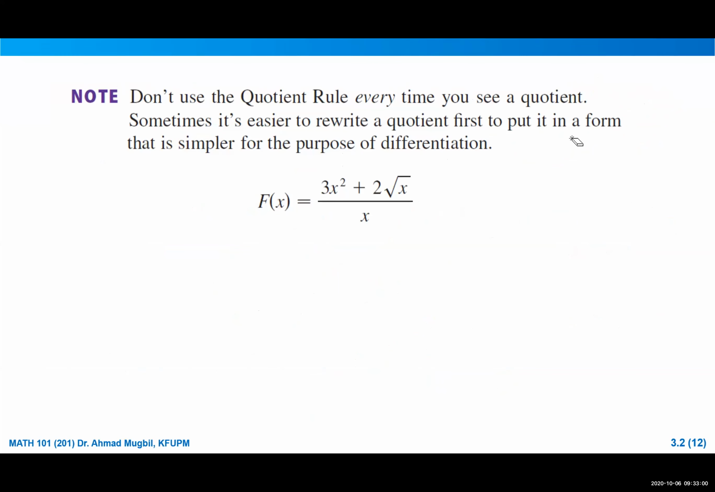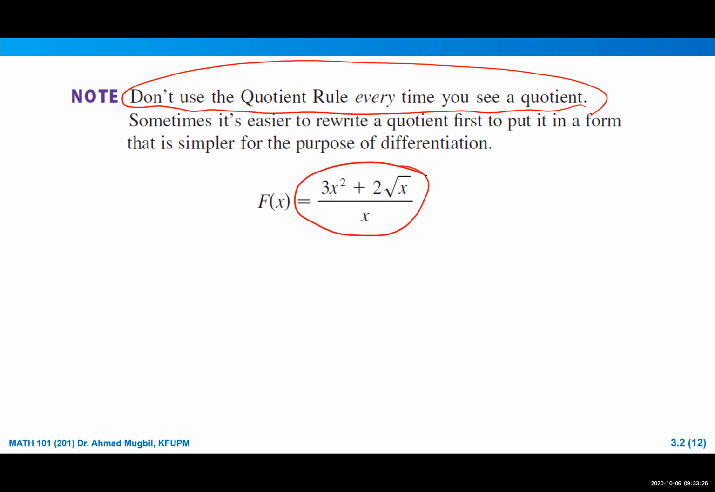Let's go now to, yes, I think I've mentioned this before. Don't use the quotient rule every time you see a quotient. Sometimes it is easier to rewrite a quotient first to put it in a form that is simpler for the purpose of differentiation. Like this. It is a quotient. It's okay. If you want to find the derivative, you can use the quotient rule.